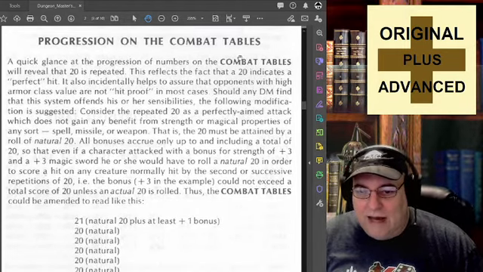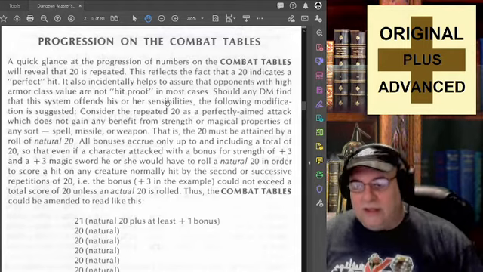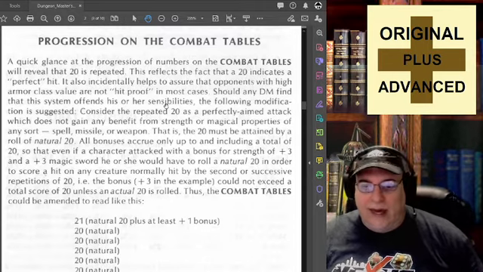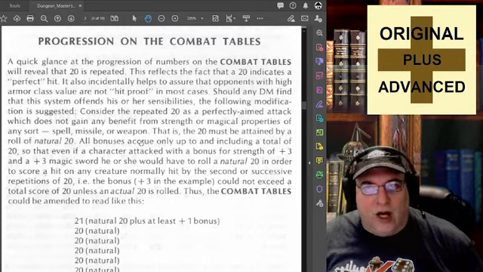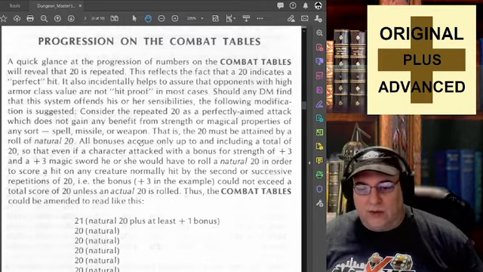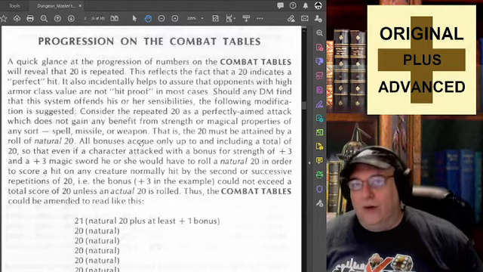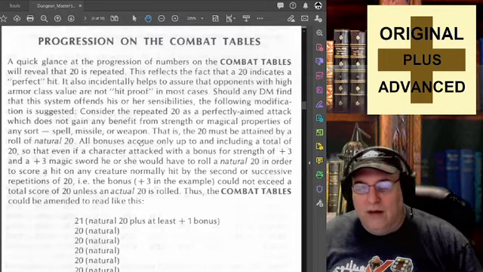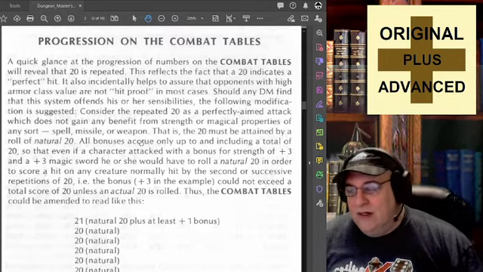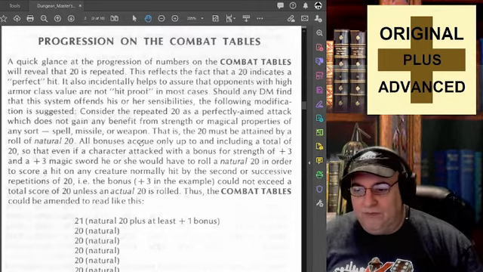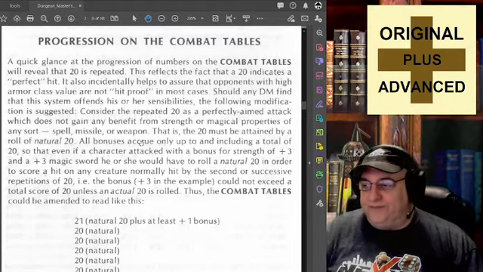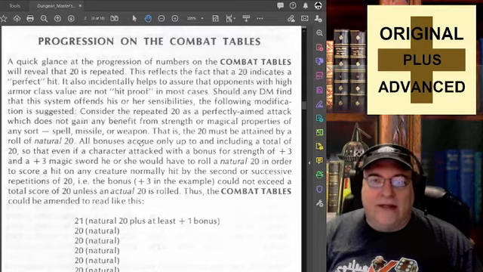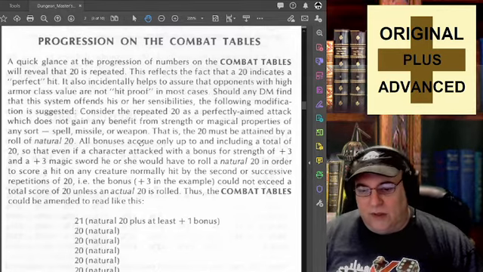Progression on combat tables. Now this is a really good table to have, or explanation of how the tables work. Remember, this is pre-THACO. This is pre to hit armor class 0 number, and then you just add or minus. So on the DM screen combat tables, you had multiple 20s.